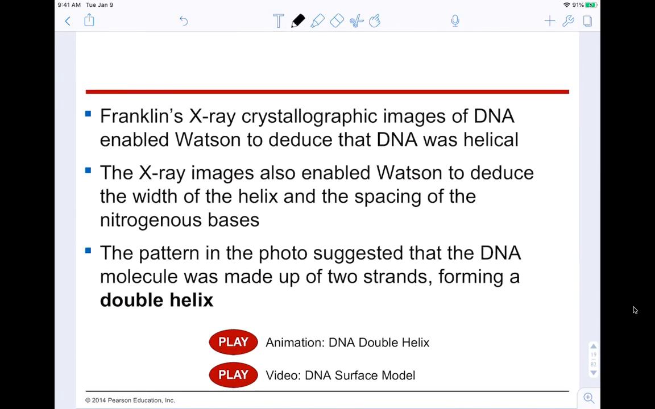Okay, so Franklin's X-ray crystallographic image of DNA enabled Watson to deduce that DNA was helical. The X-ray images also enabled Watson to deduce the width of the helix and the spacing of the nitrogenous bases. So the pattern in the photo suggests that the DNA molecule is made up of 2 strands forming a double helix. And that's where we get our beautiful double helix that looks kind of like that.